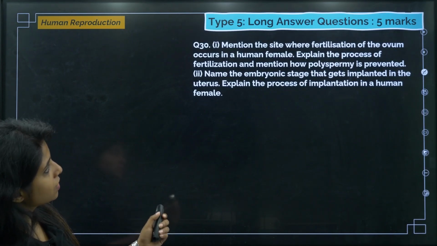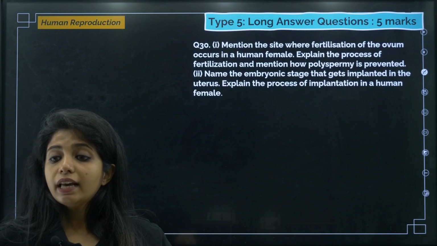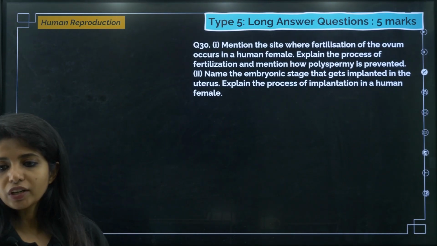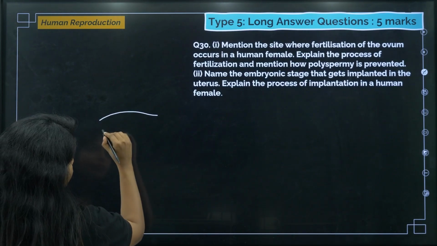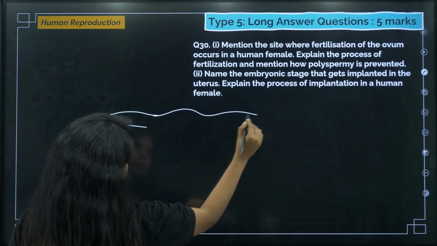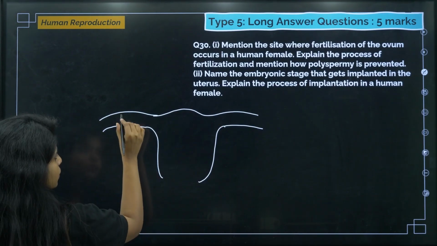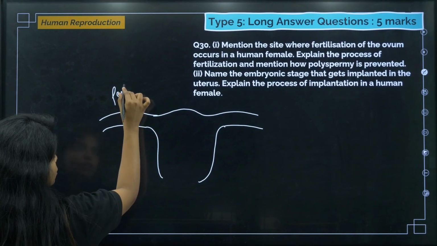Now the last question that we have over here is, mention the site where fertilization of the ovum occurs in the human female. Tell me children, what is the site where fertilization occurs? So basically it is the fallopian tube that you see over here. This is the place where fertilization takes place.